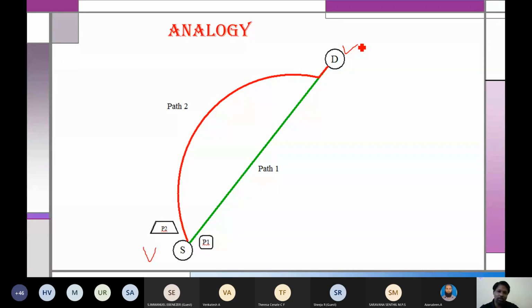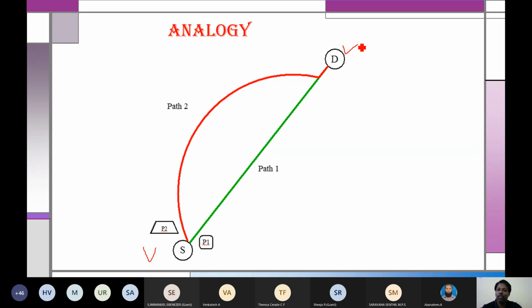One is path 1, the other one is path 2. Path 1 is the shortest path. That you can also see from this diagram. But when they are moving here and there, it is very tough to understand. Someone will walk slower, someone will walk faster. So they are not able to identify which is the shortest path.